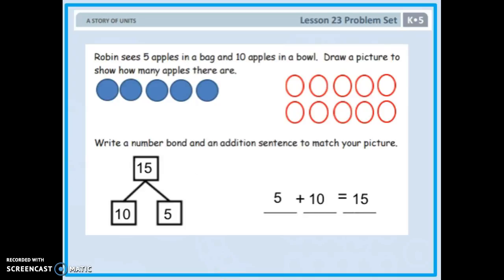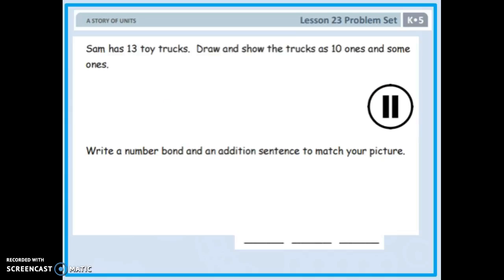Let's go on to the next page. Well, actually, it's my next page. Yours is on the same page, isn't it? I'm going to read you the story.